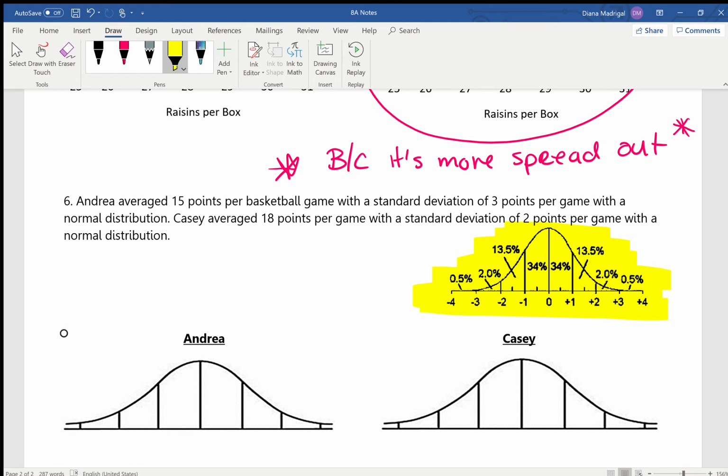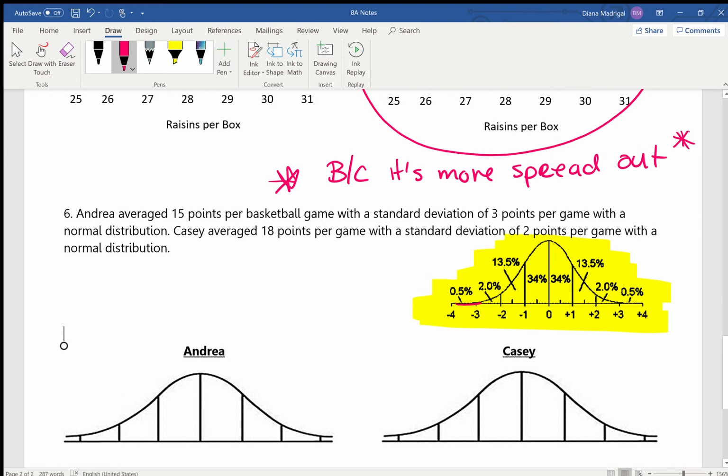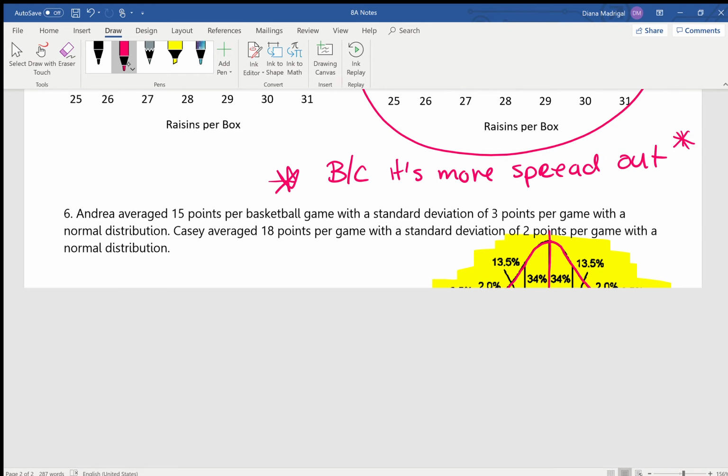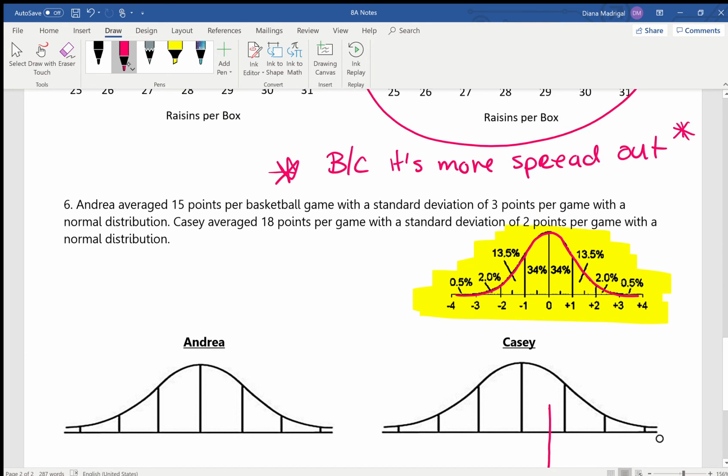You need to know how to use this so you can explain my answers, because my answers have to be in percentages. Let me explain it real quick. Do you see this little mountain? That's my little graph. If you split the mountain in half, you create 2 equal sides. That's why my percentage for this section is 34%. This one is 13.5. This little tiny one is 2, and this tiny one that you can't really see is 0.5.